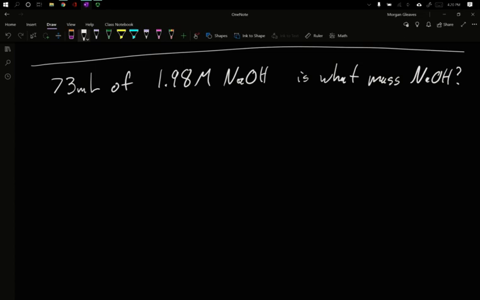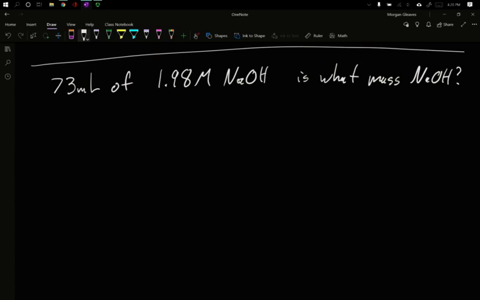Can you solve how many moles that is and then convert that into the mass of sodium hydroxide? In 73 milliliters of this solution, what is the mass of sodium hydroxide present? Give that a shot and come on back.